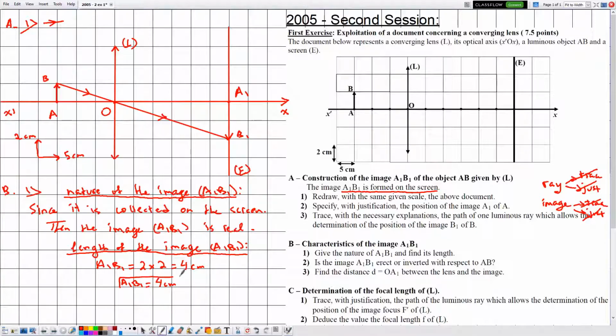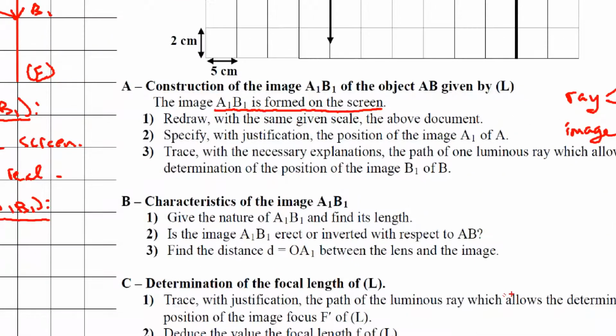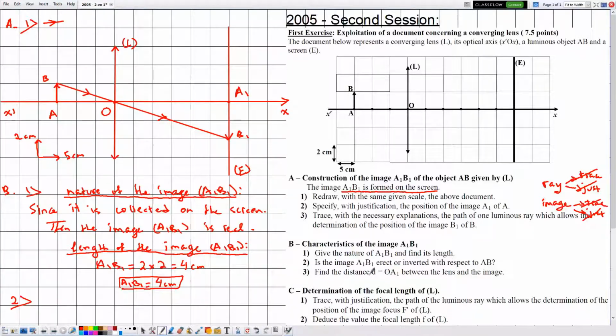Always all quantities in physics must have unit. Finally, it's a good habit to write our final answer in a box to make the task easier for the corrector to notice our correct answer. Now in number 2, they are telling me is the image A1 B1 erect or inverted with respect to AB. So in other words, they are asking me about the direction of the image.